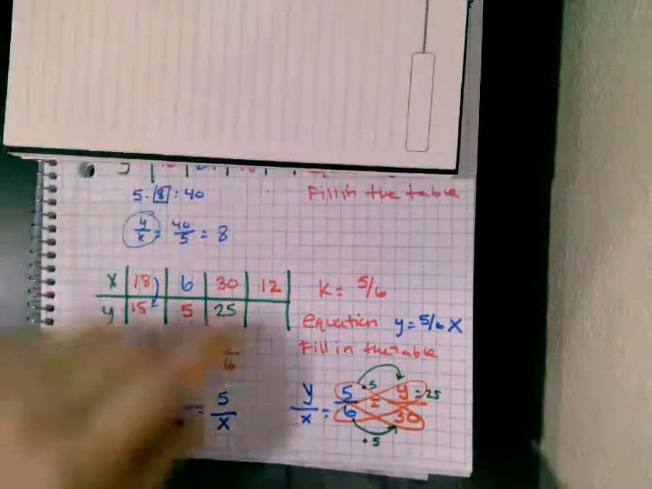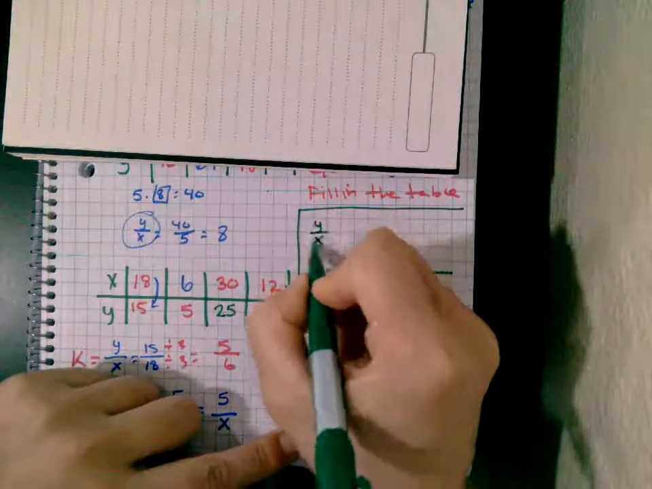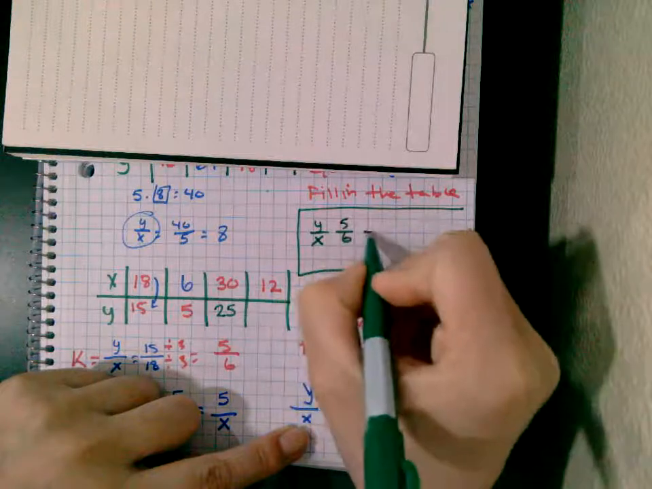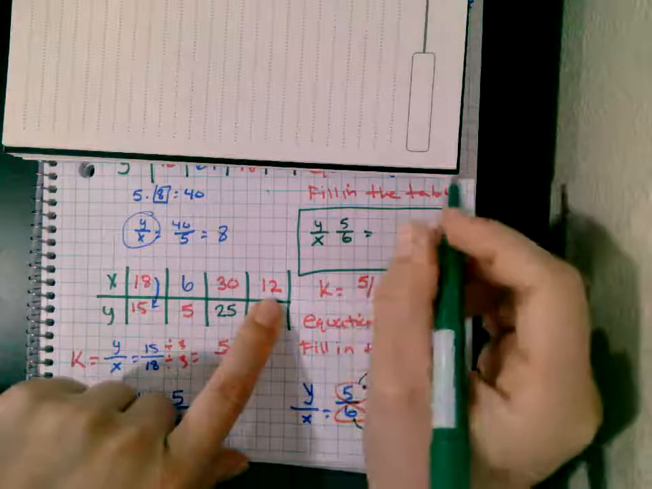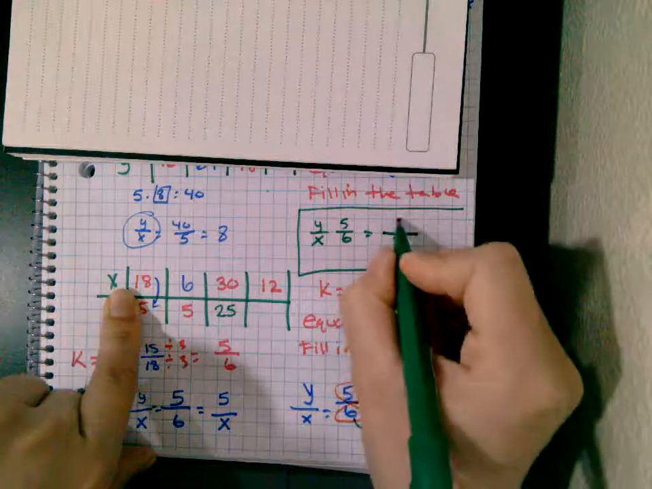Let's do the next one. I'm going to do it up here. So I know it's y over x. I know it's 5 over 6. They give me 12. 12 is x, so that means it goes on the bottom. And I'm looking for y.